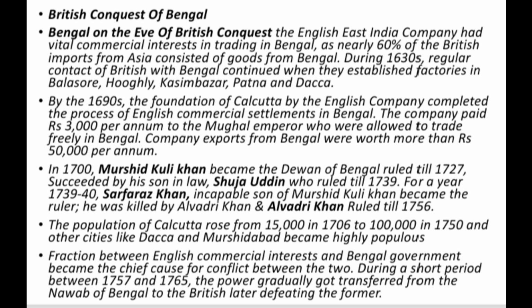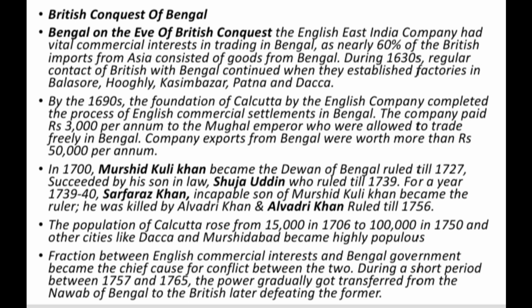In 1700, Murshid Quli Khan became the Diwan of Bengal and ruled till his death in 1727. He was succeeded by his son-in-law Shujauddin, who ruled till 1739. After that, for a year, 1739 to 40, Sarfaraz Khan, an incapable son of Murshid Quli Khan, became the ruler. He was killed by Alivardi Khan. Alivardi Khan ruled till 1756 and also stopped paying tributes to the Mughal Emperor.